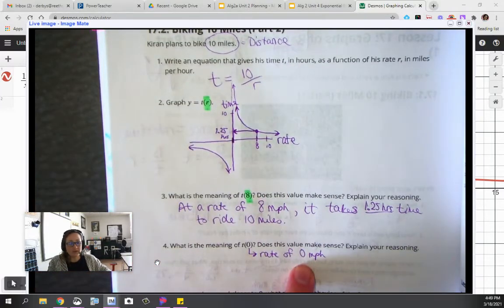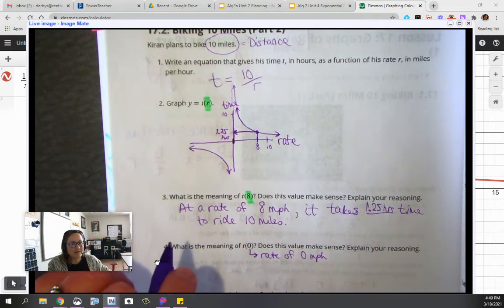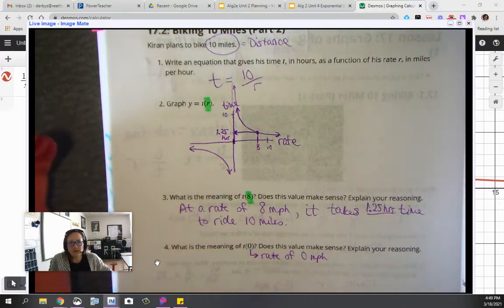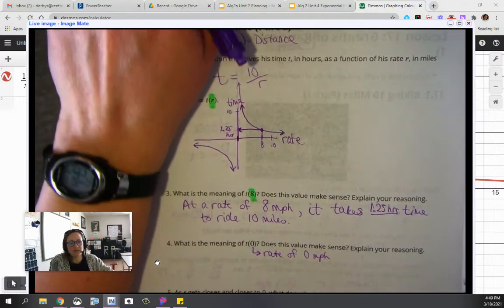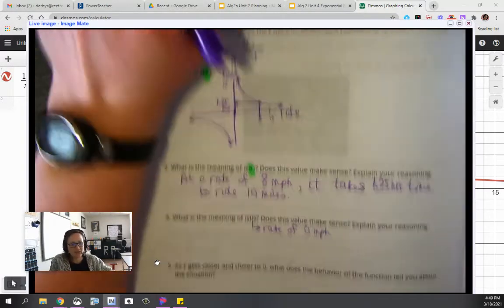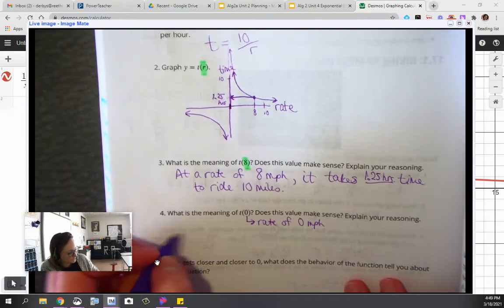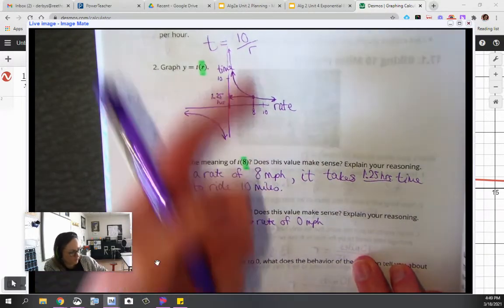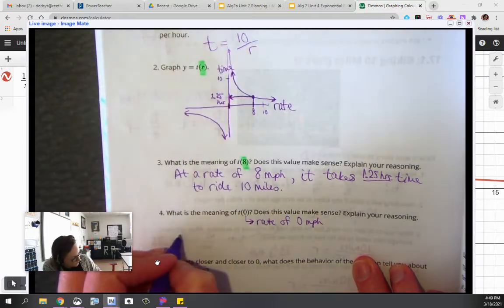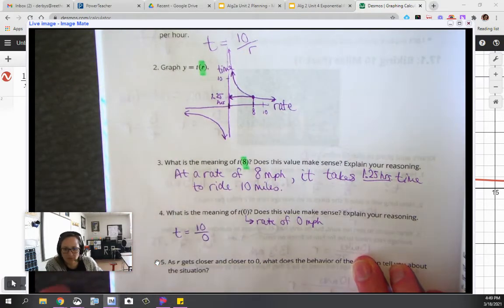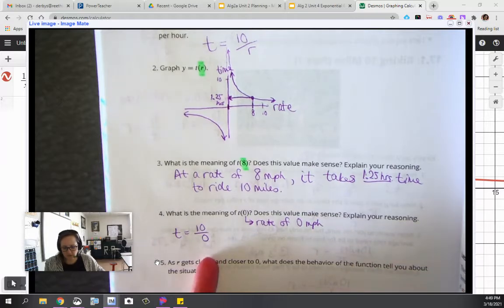If I'm not moving at all, if I'm going 0 miles per hour, I am never going to go 10 miles distance. I'll never get there. It would take me more than an infinite amount of time because it would never, ever even happen. So the meaning of t of 0, or a rate of 0, really what we're thinking is that we would have 10 divided by 0, with 0 miles per hour as our rate.